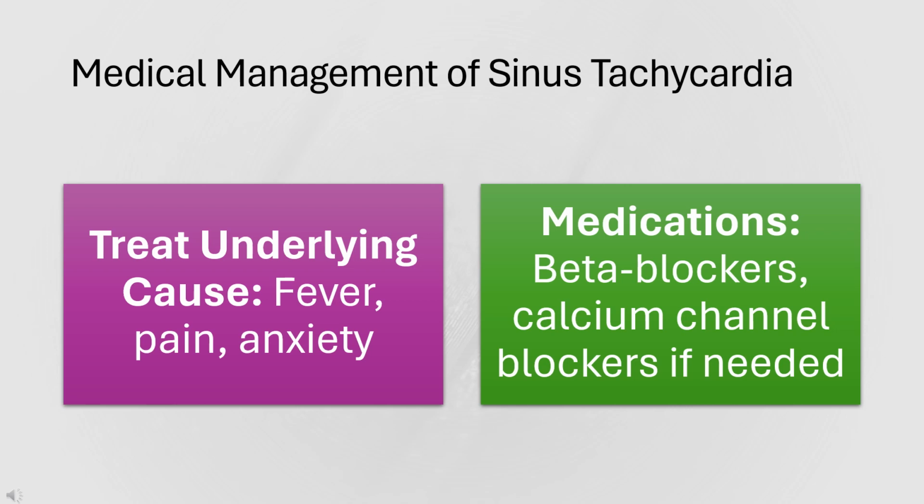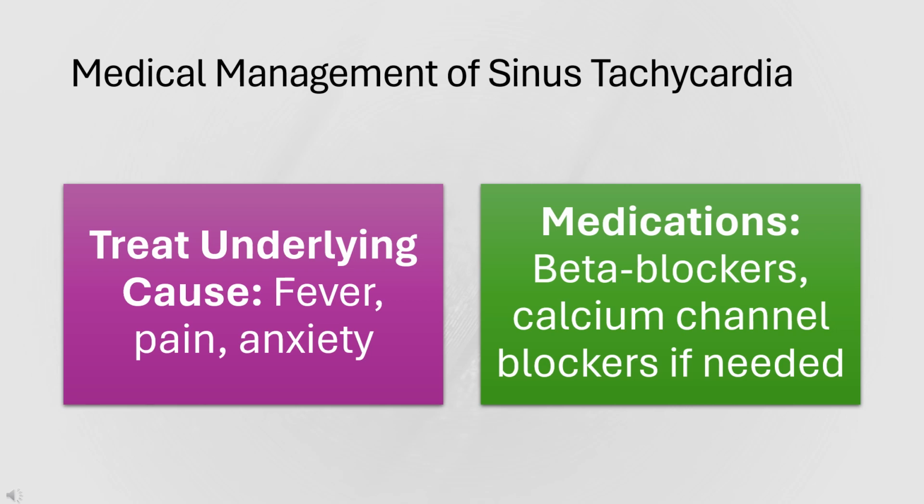In some cases, a combination of beta blockers and calcium channel blockers may be necessary to achieve optimal heart rate control. This approach requires careful monitoring to avoid excessive bradycardia or hypotension. We need to look at some additional considerations.